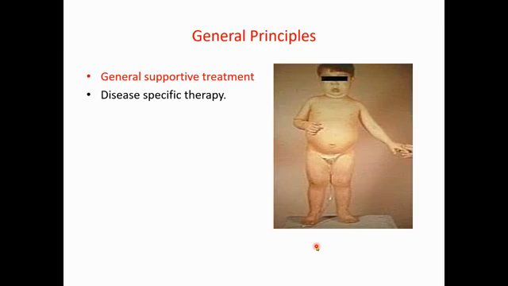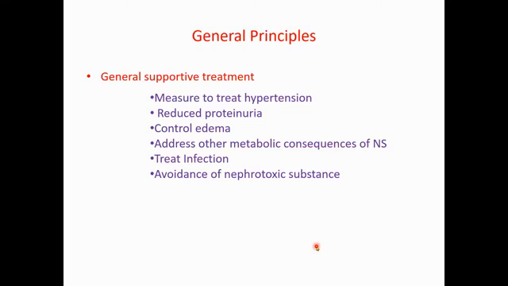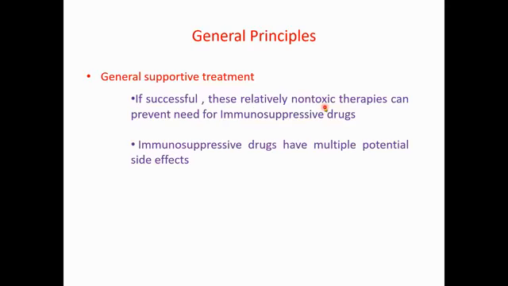General supportive treatment and disease-specific therapy. General supportive treatment measures: treatment of hypertension, reducing proteinuria, controlling edema, addressing other metabolic consequences of the nephrotic syndrome, treating infection, and avoidance of nephrotoxic substances. These are the six main headlines for treating a patient with glomerulonephritis.